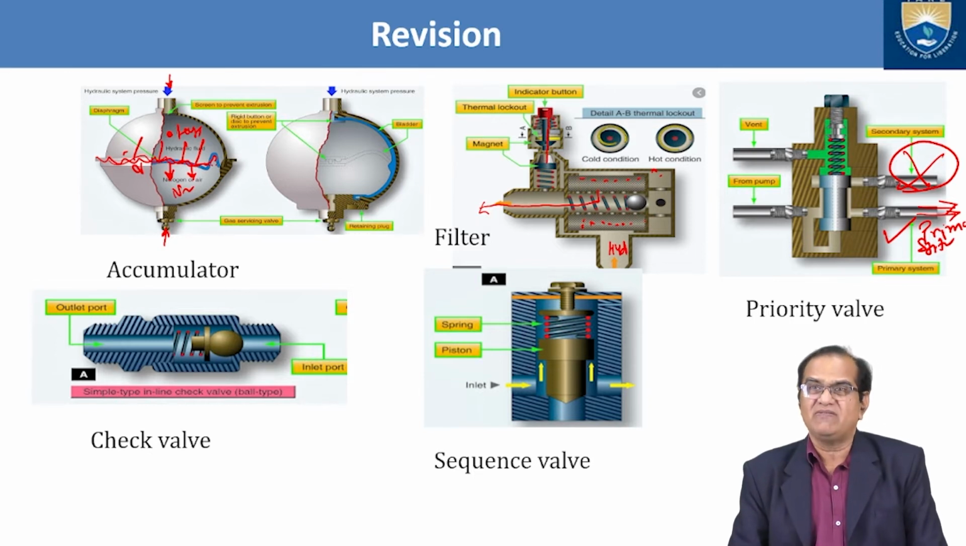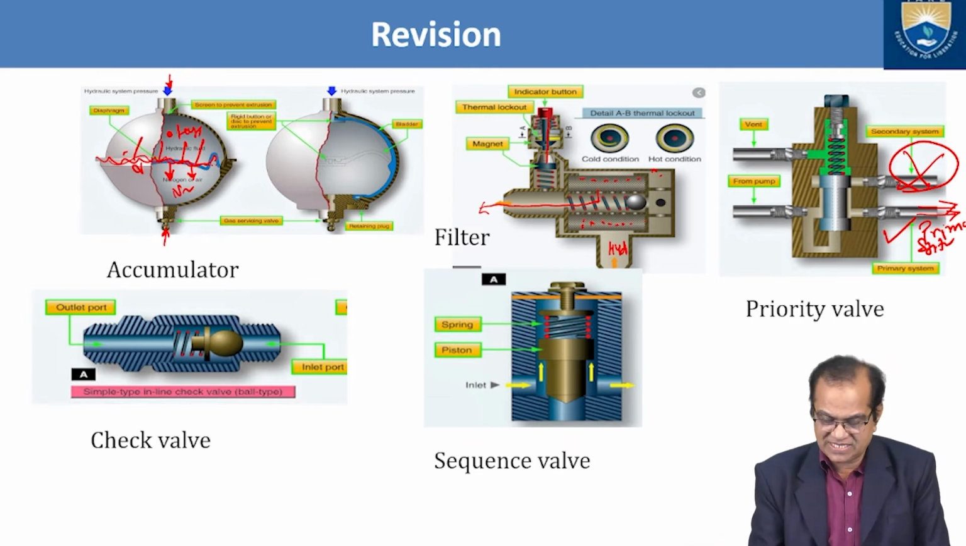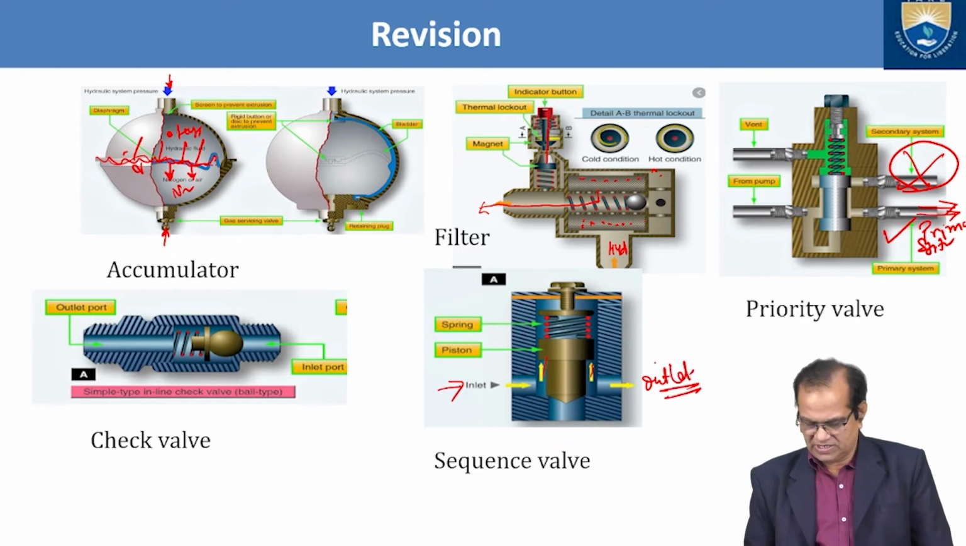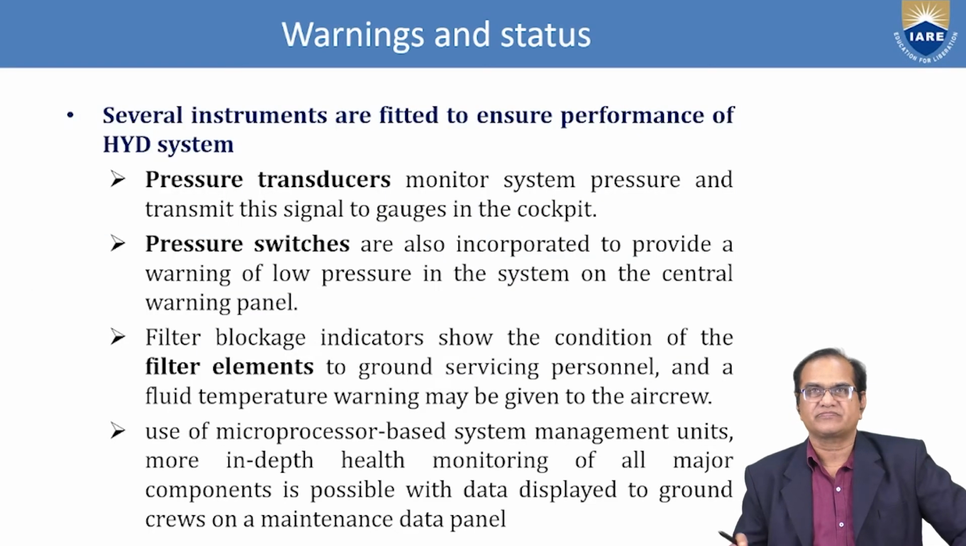Next is the sequence valve. This valve is used to give a proper sequence, in which sequence the system is to operate. So here is an inlet, here is a piston, and here is a spring. With this spring and the pressure, the piston will operate and the fluid will move from here to here, and this is the inlet and here is the outlet. So as per the requirement, the sequence of these things will follow.